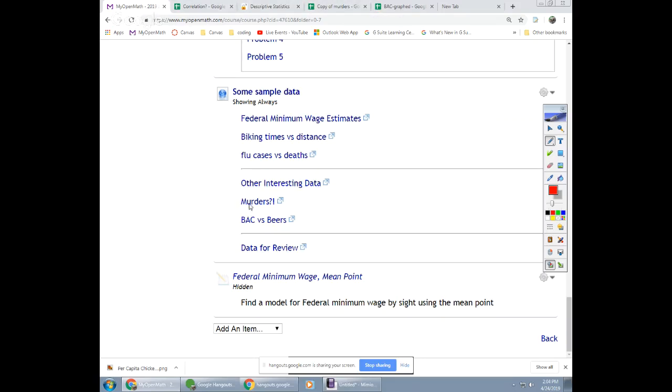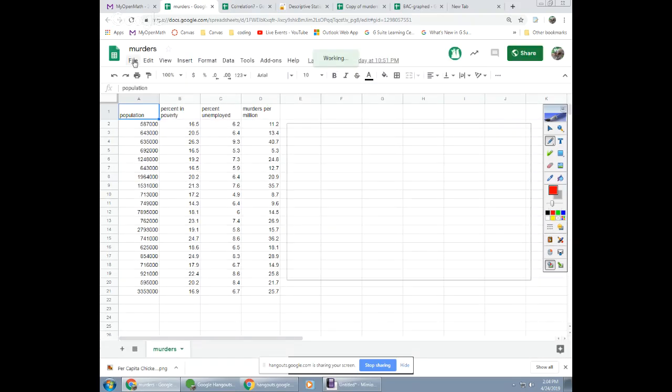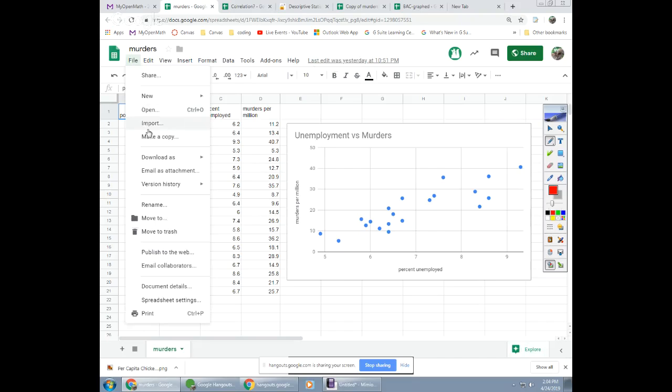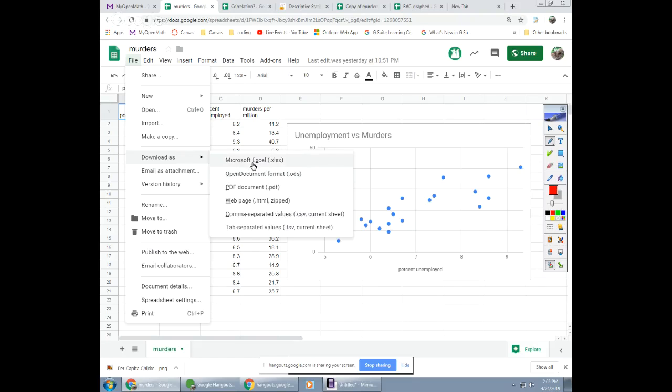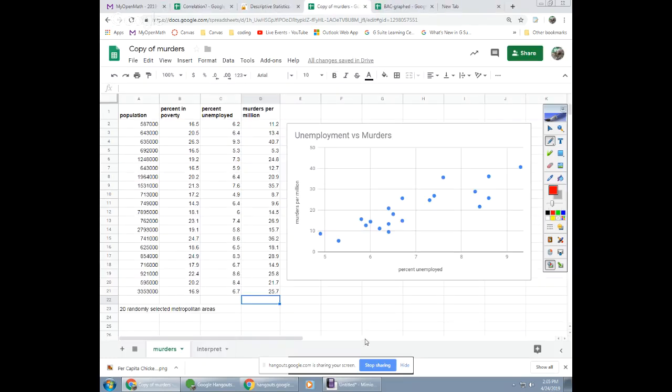So if you click on the murders and you want to play with this, you'll have the view-only version of it. You could make a copy of it, give it a name, put it somewhere, or you could download it as maybe an Excel spreadsheet. So I have a copy of it over here I've been playing with. So these are 20 randomly selected metropolitan areas. We have the population. And for any particular metropolitan area, we know the population, the percent in poverty, the unemployment percentage, and the murders per million in that metropolitan area in a given year.